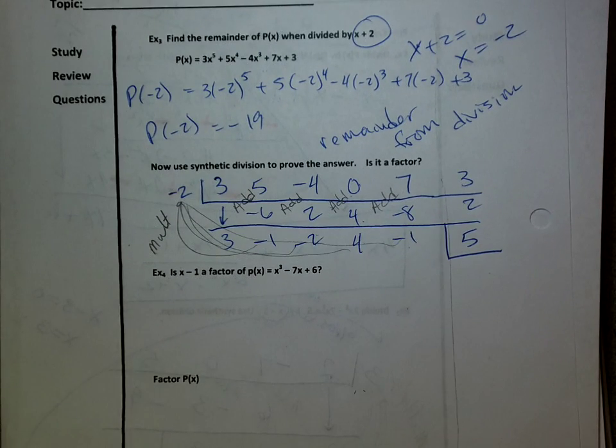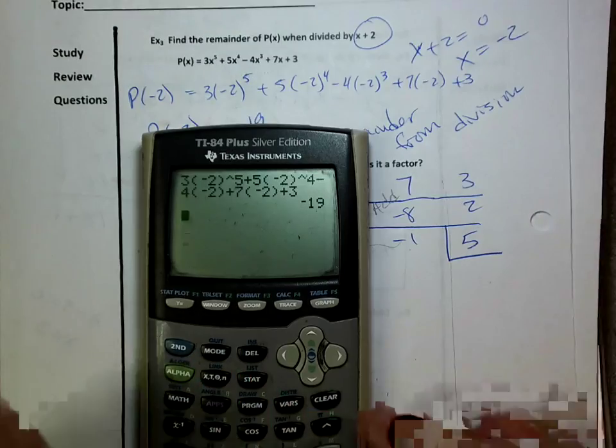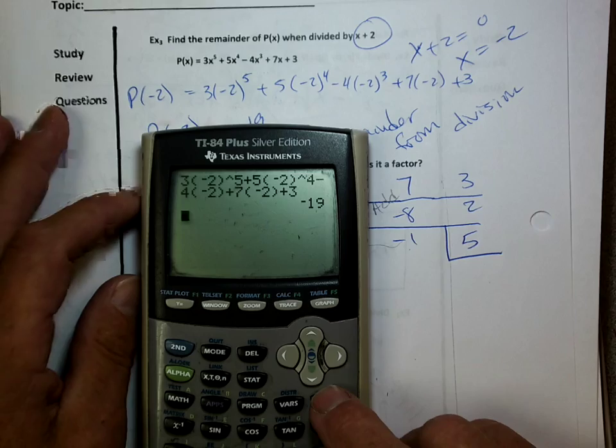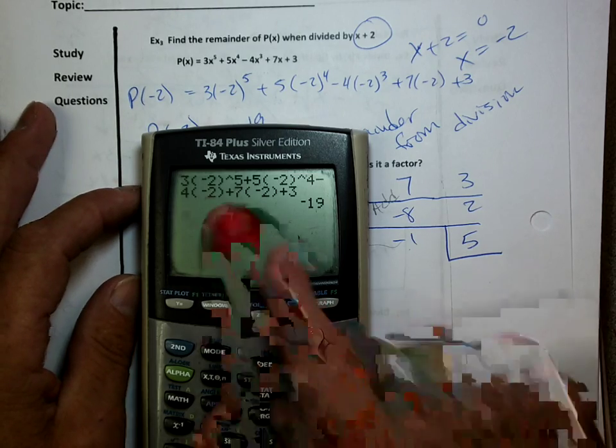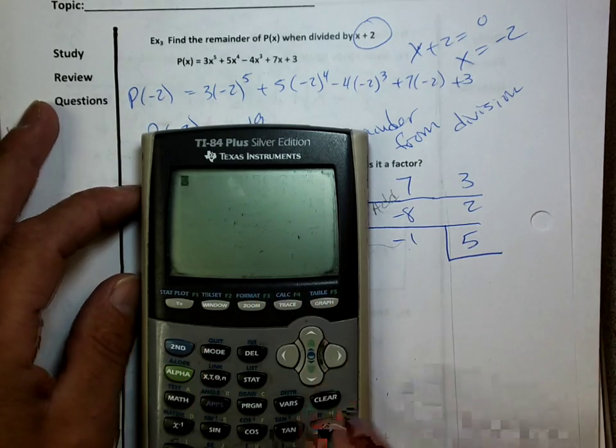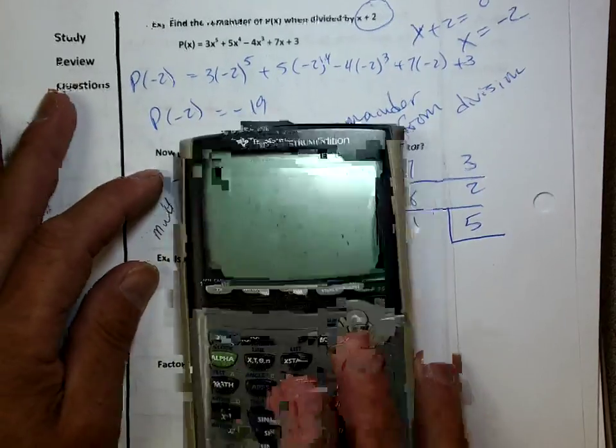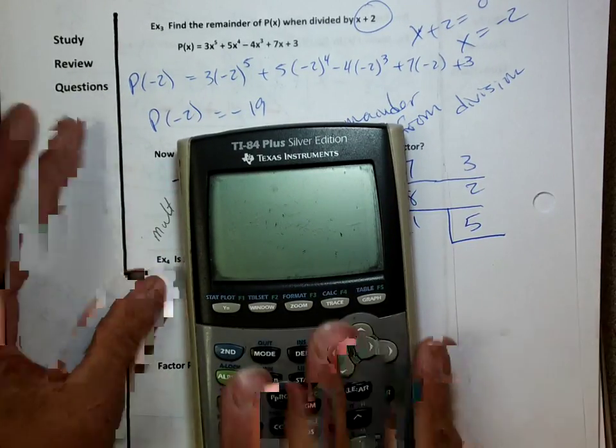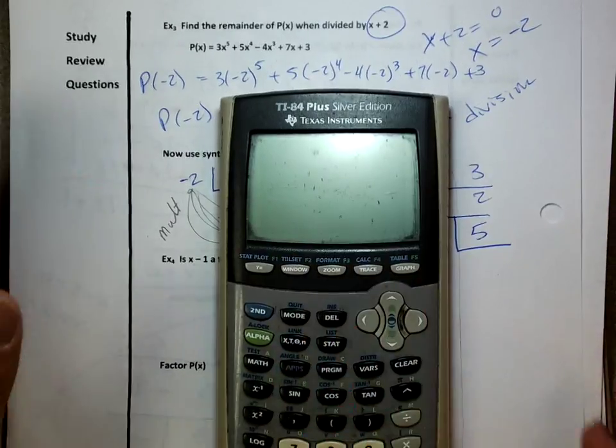Okay. Should have been negative 19. Uh-oh, I might have made a mistake somewhere. Let's see what happened here. Oh, right there. Right there, clear. Ha ha ha, I did make a mistake. You know, I'm not here for you guys to say, Mr. Davies, you made a mistake. So let's see if I got 5 this time.